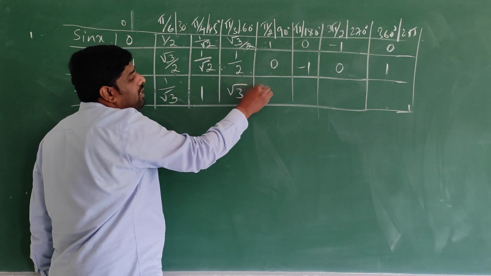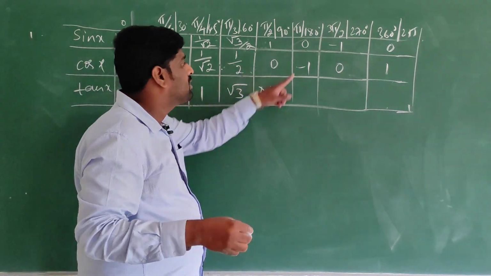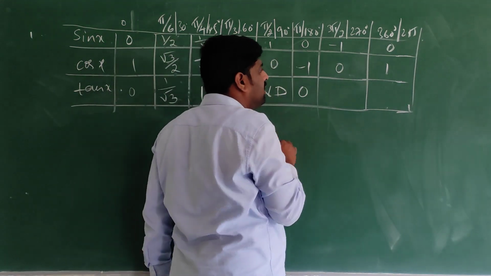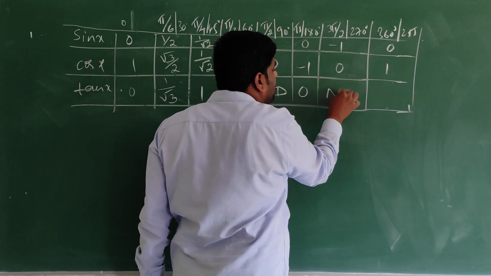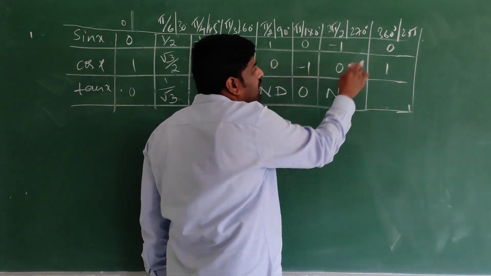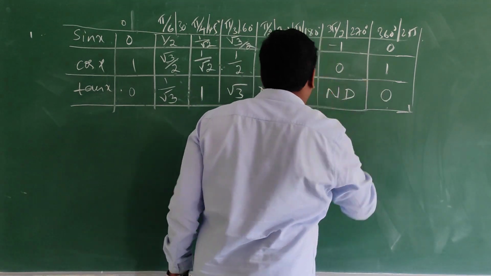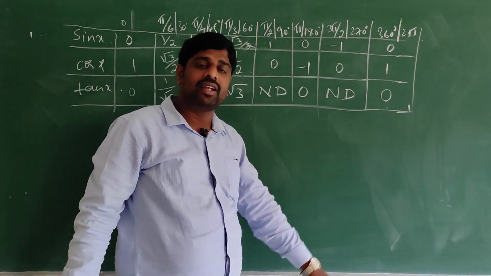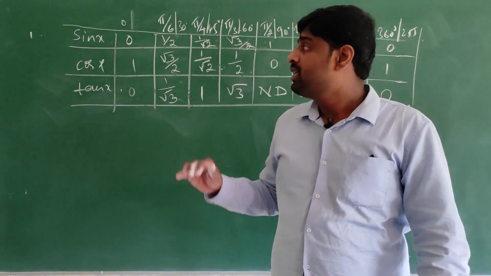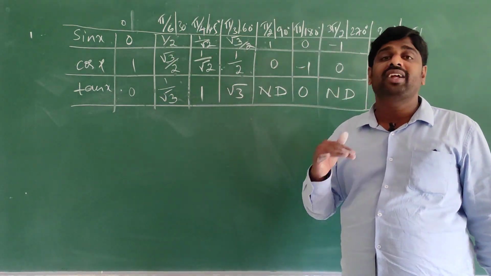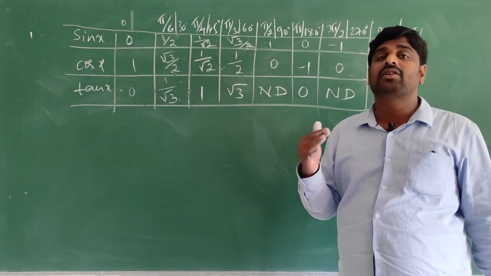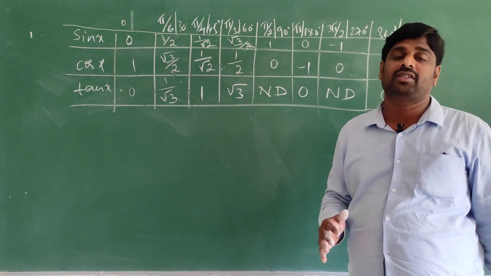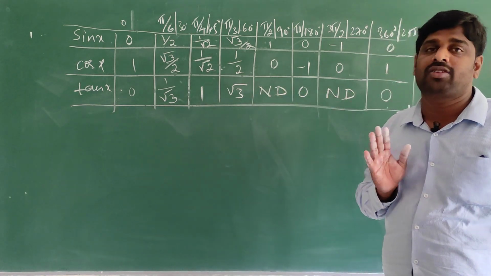1 by 0 is not defined. 0 by minus 1 is 0. Minus 1 by 0 is not defined. 0 by 1 is 0, because tan 0 is 0 and tan 360 is 0. Without this table of values, we can't study the principal solution of a trigonometric equation. These values are very, very important, students.